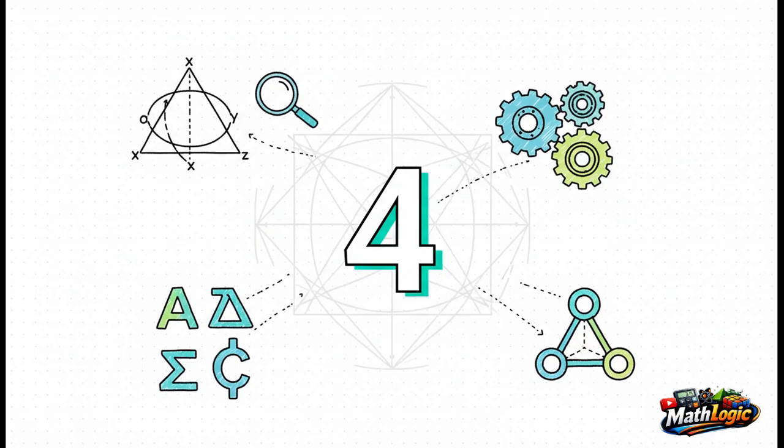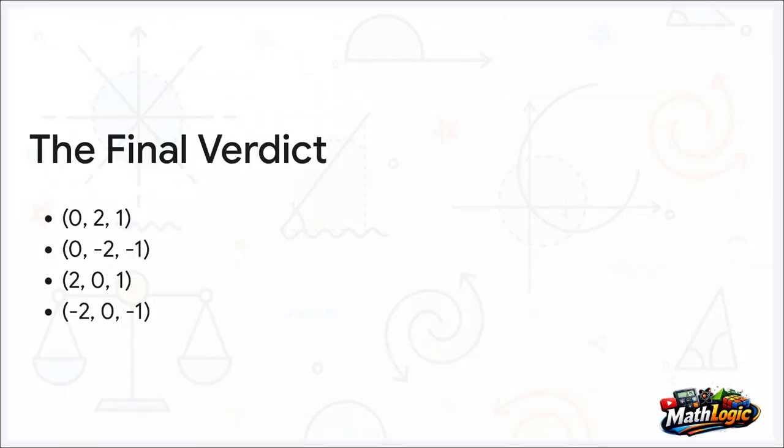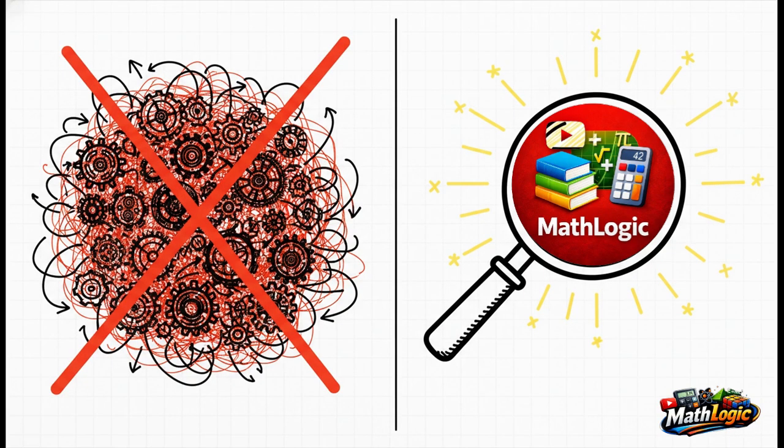The mystery is solved. So here it is, the final verdict. These are the 4 sets of numbers, the 4 triples that solve the 3-square mystery. You can go ahead and plug any of them back into the original clues. They all check out perfectly. Case closed.